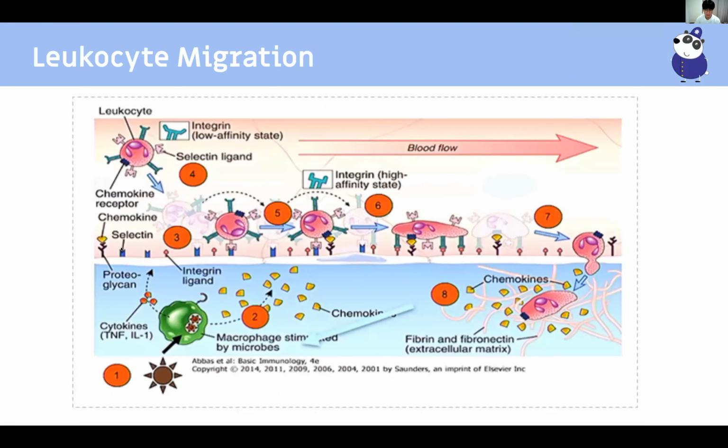So this is a really good diagram of it. Yeah, so basically we need this to happen so we can actually get our immune cells to the site that we need them to activate.